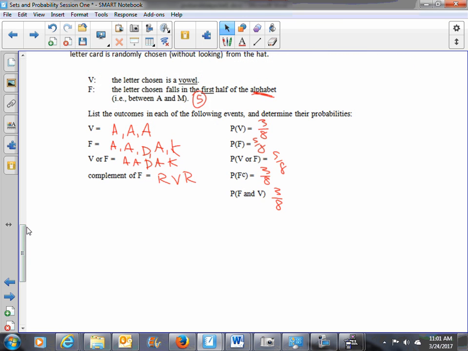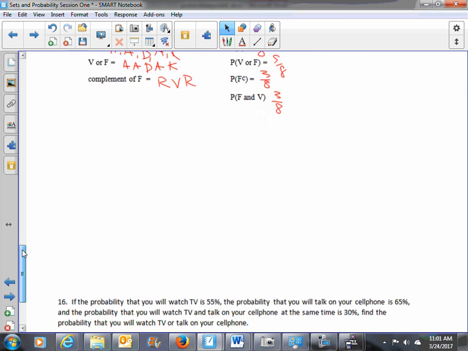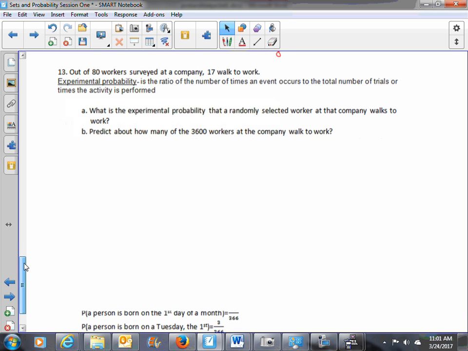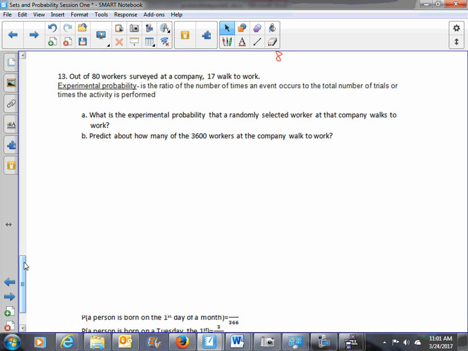All right. Now, 13. Out of 80 workers surveyed at a company, 17 walked to work. Experimental probability is the ratio of the number of times an event occurs to the total number of trials or times the activity is performed. What is the experimental probability that a randomly selected worker at the company walks to work?